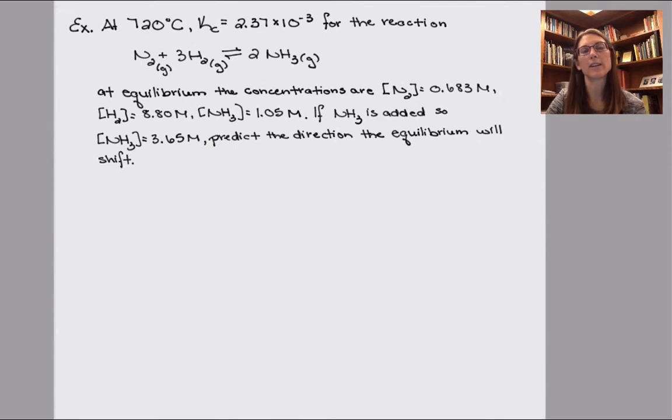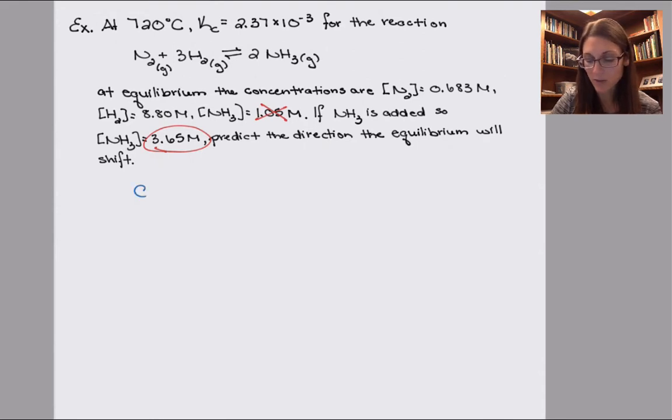Let's take a look at one final example with changing concentration. So here I have the reaction between nitrogen and hydrogen to form ammonia, and I know Kc is 2.37 times 10 to the negative third when I'm at 720 degrees Celsius. So at equilibrium, we have a set ratio of reactants and products, and it turns out that these concentrations were 0.683, in this instance 8.8, and 1.05 for the ammonia. If instead of having 1.05 molar as the concentration for the ammonia, that were to be increased by simply adding ammonia, so that the new concentration was 3.65, what's that going to do to the equilibrium?